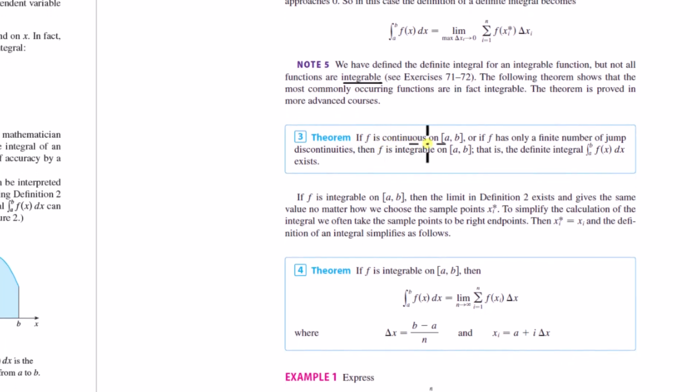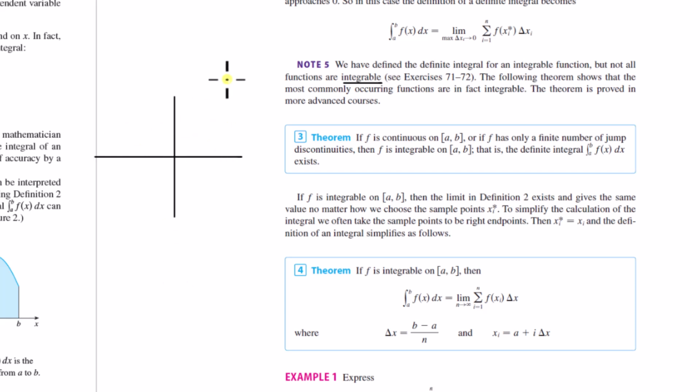If f is continuous on a to b, or if f has only a finite number of jump discontinuities, then f is integrable on a to b. That is, the definite integral exists. So think about what this is saying here. As long as f is continuous on the interval you're analyzing, then the function is integrable. Obviously, if you have a function that's continuous and differentiable, nice and smooth, then it's integrable.